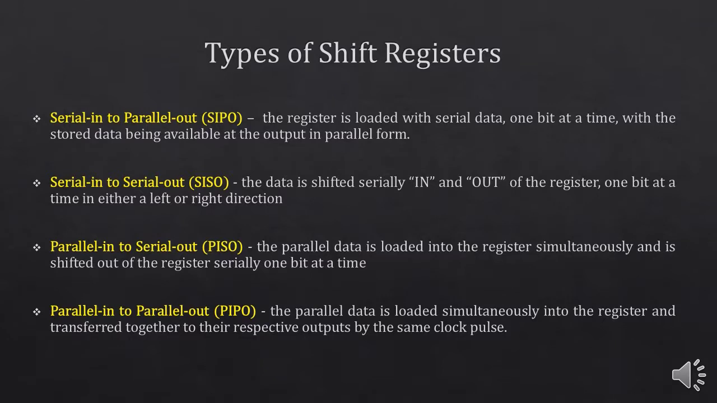Four types of shift registers you are going to study in this lab. First is serial in, parallel out. In this type of register, a register is loaded with serial data one bit at a time. The data stored is available at the output in parallel form.